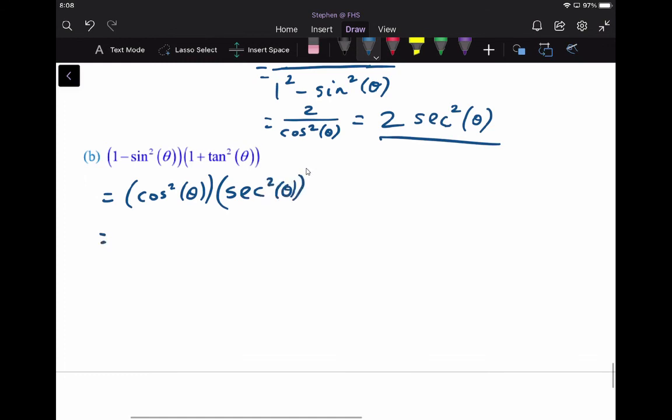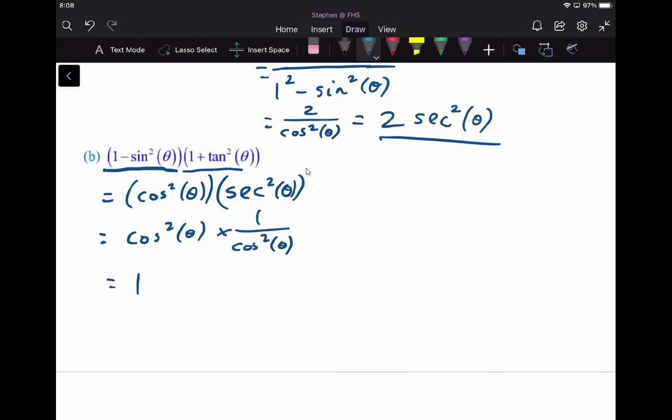Right, now what you might notice is that I've got cos squared theta times sec squared, and sec squared is just 1 over cos squared. So what we've ended up with now is cos squared divided by cos squared, which just happens to be 1. What that tells us is that you can choose any angle you want, and if you evaluate 1 minus sine squared of that angle, multiplied by 1 plus tan squared of that same angle, you just end up with 1. And that will be the case for any angle you choose, whether positive, negative, acute, obtuse, whatever, it doesn't really matter.